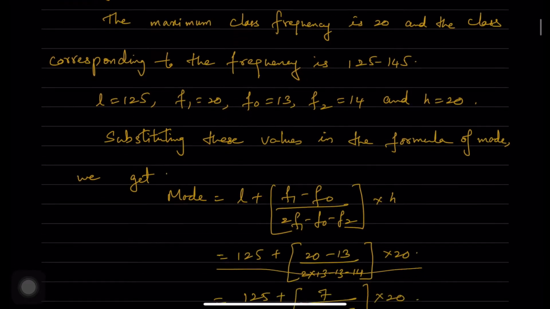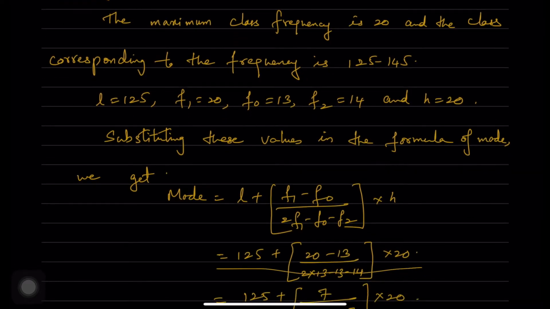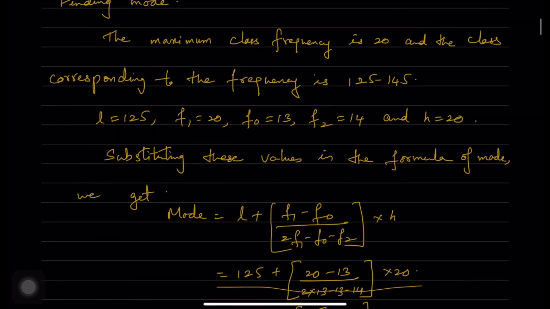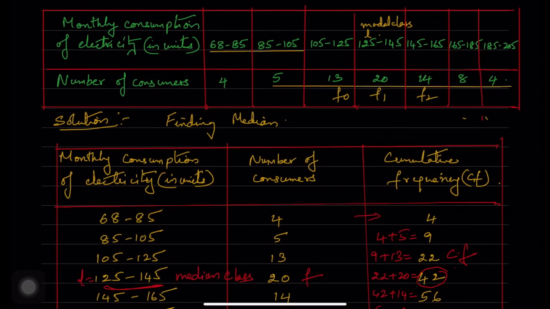Now finding the mode. The maximum class frequency is 20 and the class corresponding to the frequency is 125 to 145. So here we are having what is L, what is F1. From this data you can see that 20 is the maximum frequency, so we are taking F1, and F0 is the frequency preceding the maximum frequency, and succeeding to the maximum frequency is nothing but the F2 value. And 20 is the frequency which we take as the modal class.